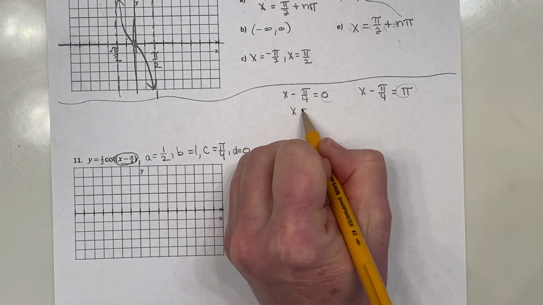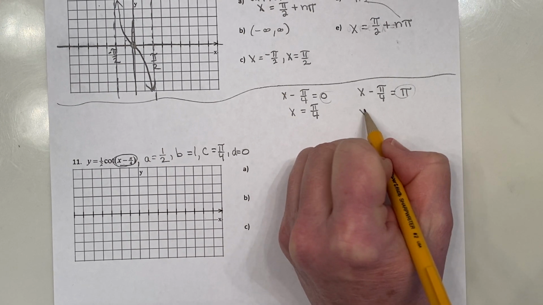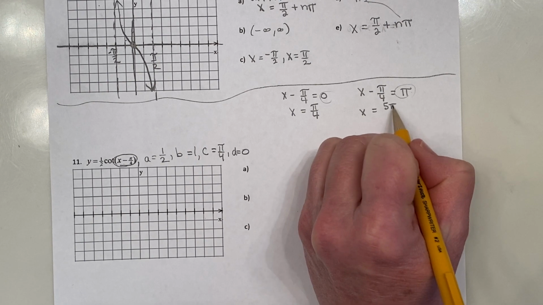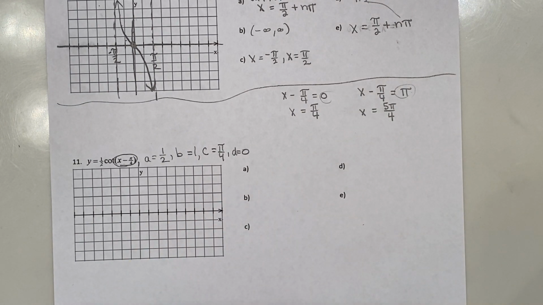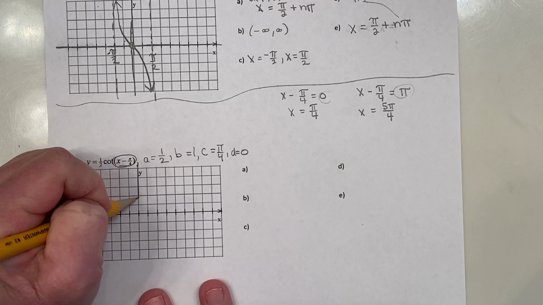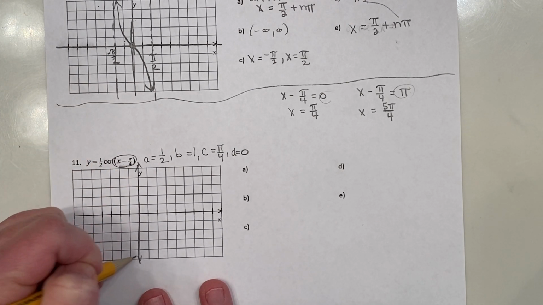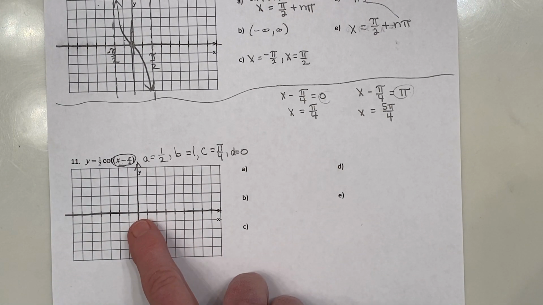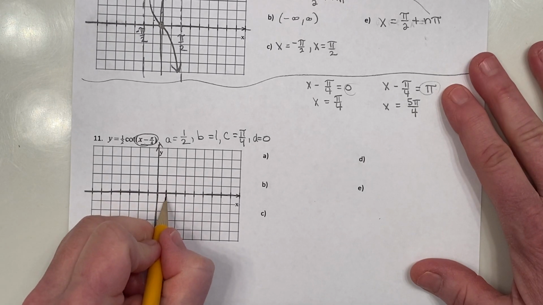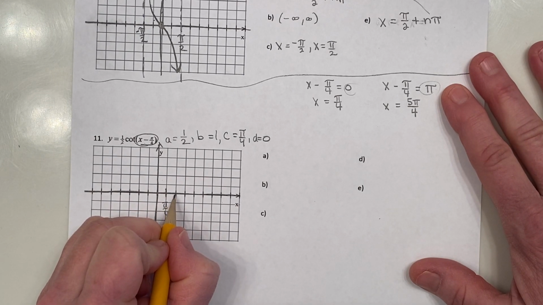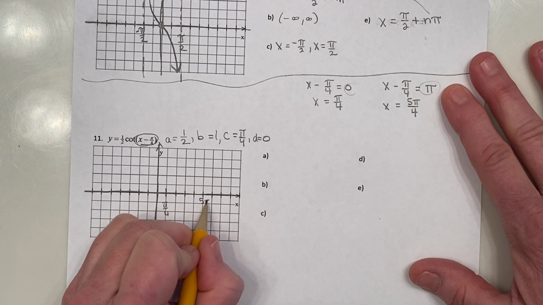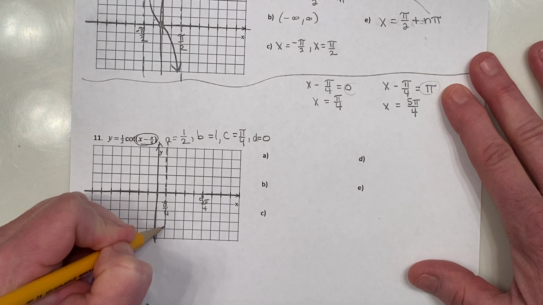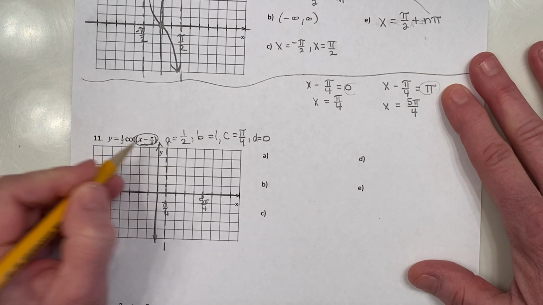So add a pi over 4. And let's add a pi over 4, a fourth of a pi, to pi. So that'll give us 5 pi over 4. And I will just count, each tick mark is a pi over 4. So 1 pi over 4, 2, 3, 4, 5 pi over 4 right here, because we're shifting cotangent right pi over 4.